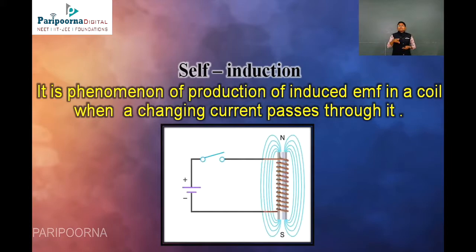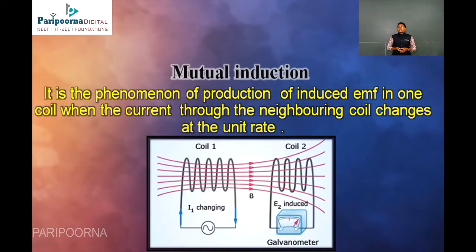Here comes self-induction. The phenomenon of production of induced EMF in a coil when a changing current is passing through it is self-induction. And what is mutual induction then? Mutual means it involves two coils. The phenomenon of production of induced EMF in one coil when the current through the neighboring coil changes at the unit rate is mutual induction.